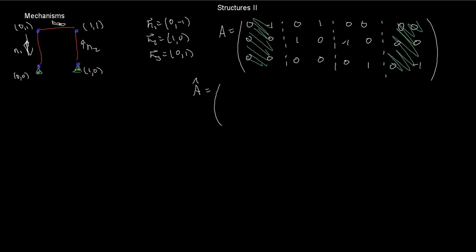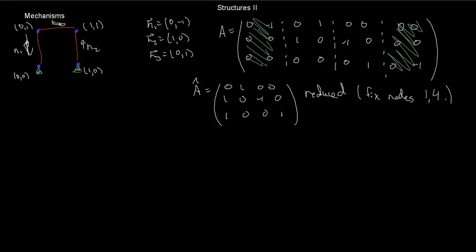That leads me to this reduced matrix, 0, 1, 0, 0, 1, 0, minus 1, 0, 0, 0, 0, 1. I don't know why I wrote a 1 there. It's 0, 0, 0, 1. So here is my reduced matrix that comes from having fixed the nodes 0, 0, and 1, 0, nodes 1 and 4. So this A hat is unfortunately still possessing a null space. The null space of this A hat is spanned by the vector 1, 0, 1, 0.